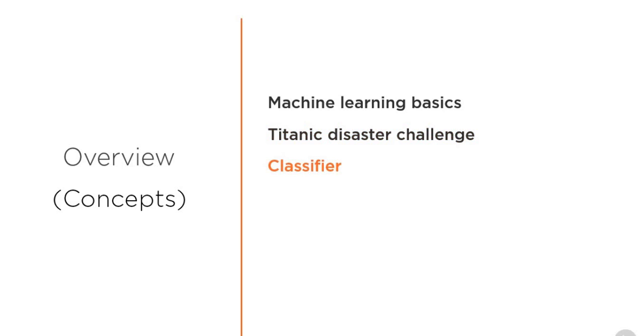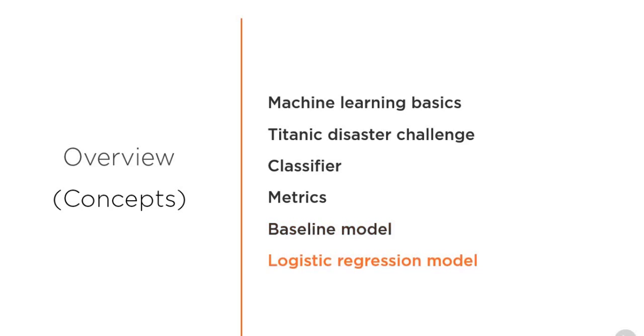So we will see what exactly is a classifier. And then we will look at some of the common metrics to evaluate the performance of a classifier. We will then create a simple baseline model that can be used as our first Kaggle submission. You can think of this model as version 0. This will establish the baseline case.